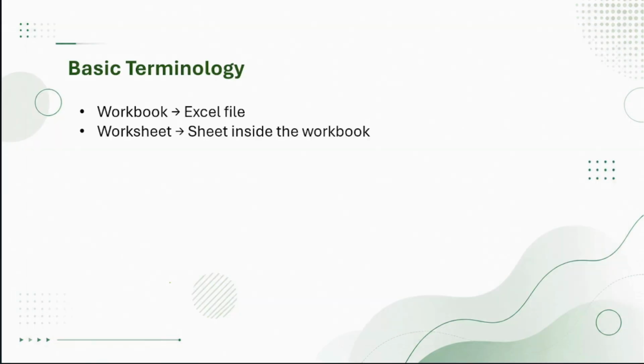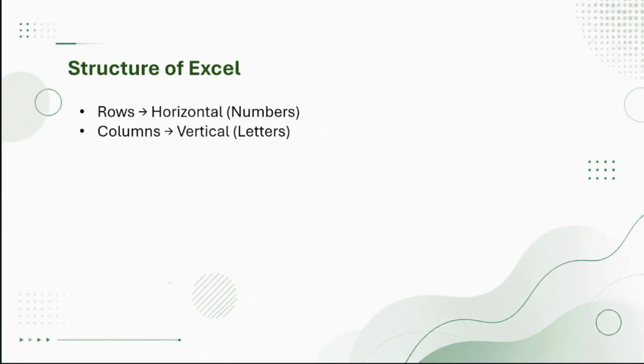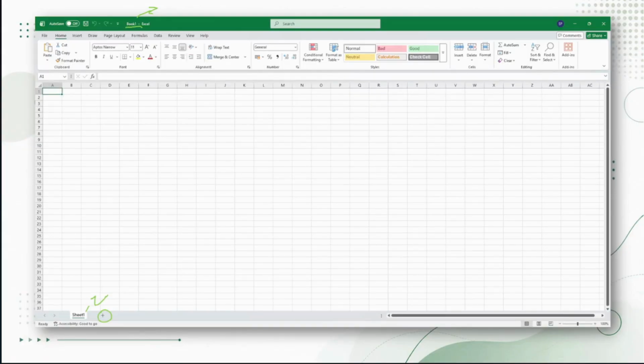Now let's see how data is arranged inside these sheets. Rows are horizontal and represented by numbers, and columns are vertical and represented by letters. Like as you can see here, 1, 2, 3, 4, 5, 6, these are rows, and these are A, B, C, D, these are columns.